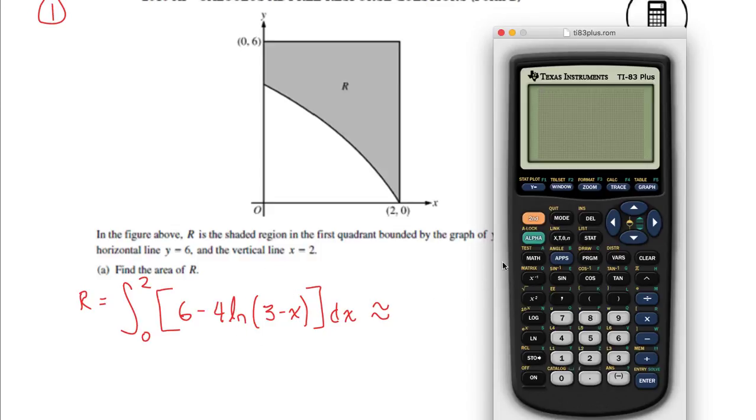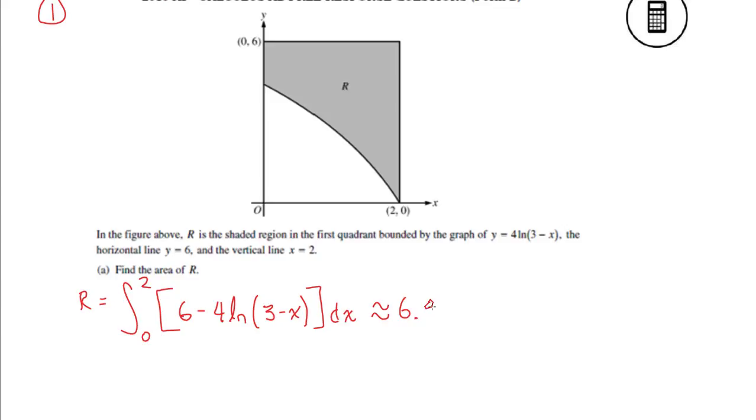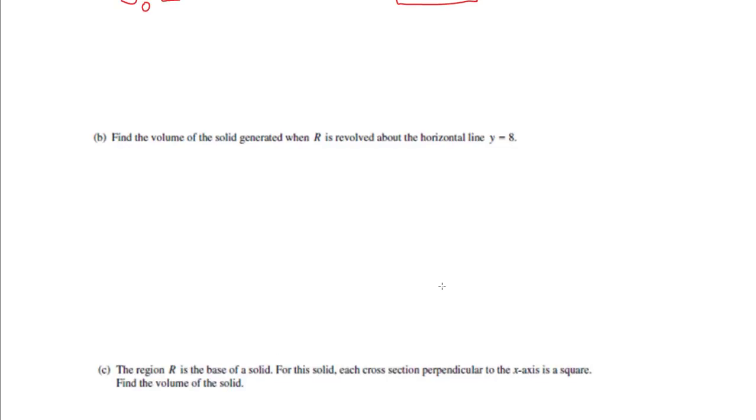Alright, so when I do the integral, it's going to be math 9, and it's going to be 6 minus y1, so 6 minus vars right, enter, enter, minus y1. I don't want to enter my parentheses yet. This is going to be with respect to x, from 0 to 2, and I get 6.817. Nice.